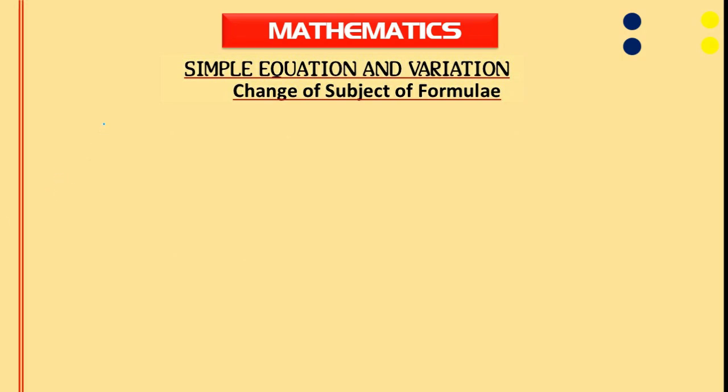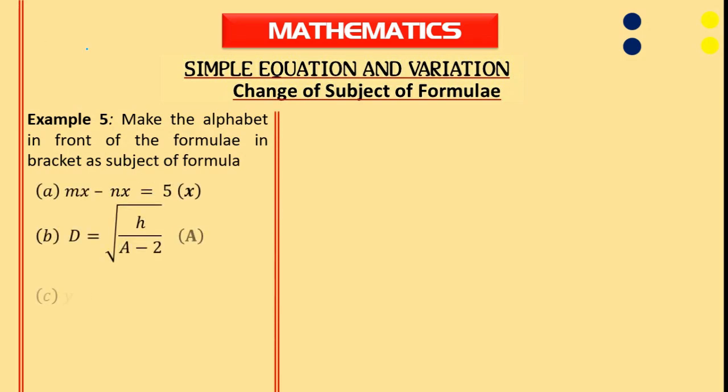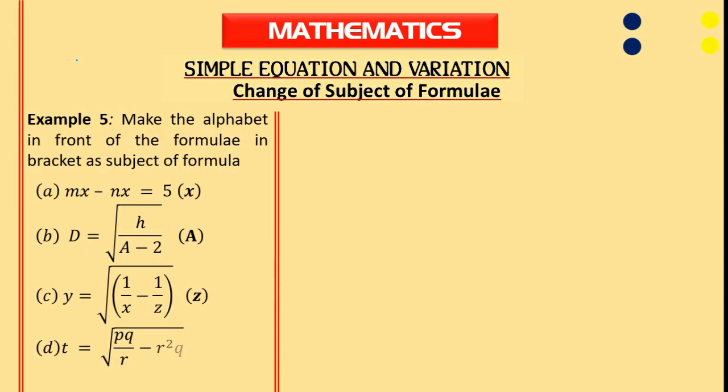Make the alphabet in front of the formula in bracket the subject of the formula. What we are saying in essence is that for the first question here, we are making X the subject of the formula. In this place, we are making A the subject of the formula. In this place, we are making Z the subject of the formula. So, let's check it out one after the other.